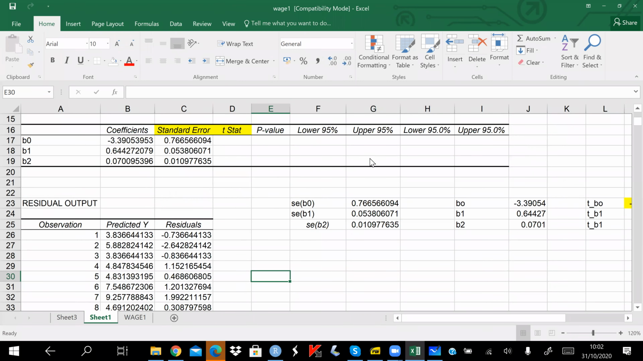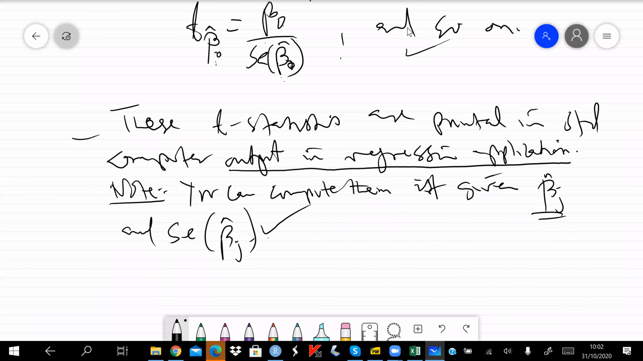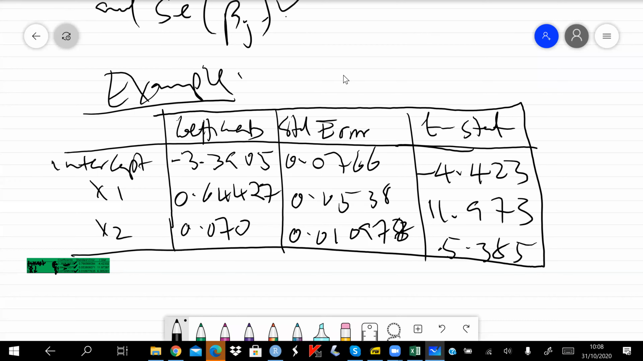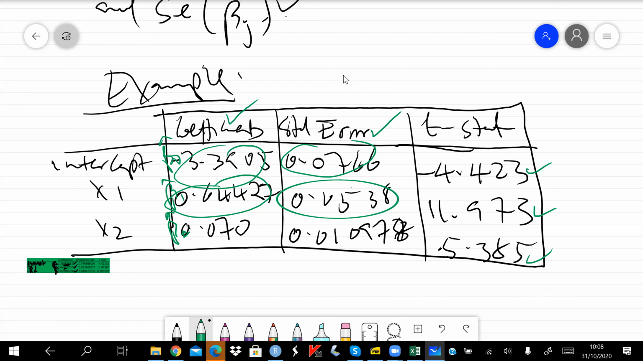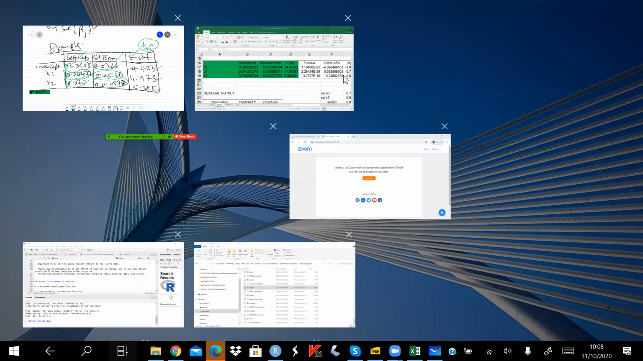All right, so let's have some examples for illustration purposes. This is an example. We have an extract of the output from regression analysis using Excel. By default, you'll always get the coefficients. So this is your beta naught estimate, this is your beta 1 estimate, and this is your beta 2 estimate. The standard errors are given here. And then we have the t statistics here, which are obtained by taking the coefficient divided by the standard error. This is equivalent to the t calculated.